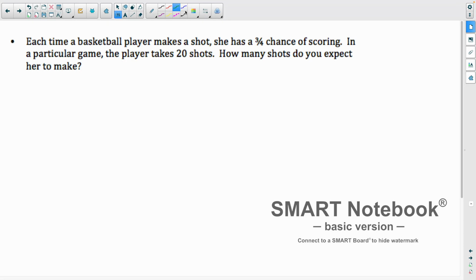And so, expected value is n times p. So 20 is my number of trials, that's the number of shots. The probability of success for each trial is 3/4. And many of you already said that's 15. So on average, I can expect this person to make 15 shots. Everybody good?